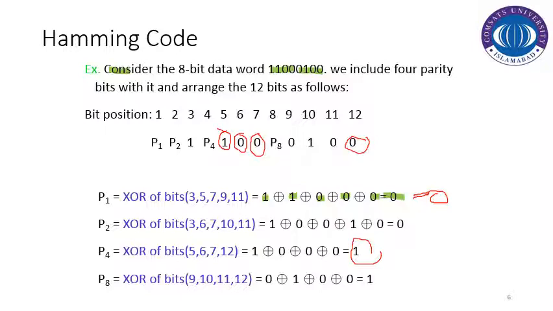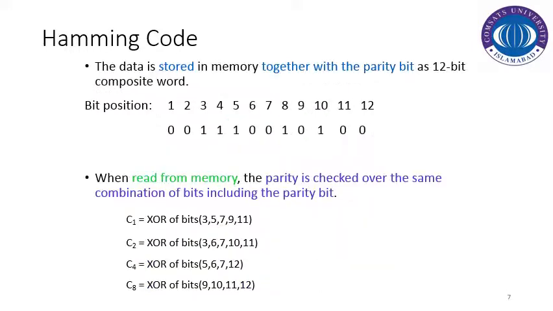So let us see what would be the data that would be stored. That is 0, 0, 1, 1, 1, 0, 0, 1, 0, 1, 0, 0. This is P1. If you remember, this is P2, this is P4 and this is P8, which we have computed earlier. Now how are we going to see if any sort of error occurs here or not.